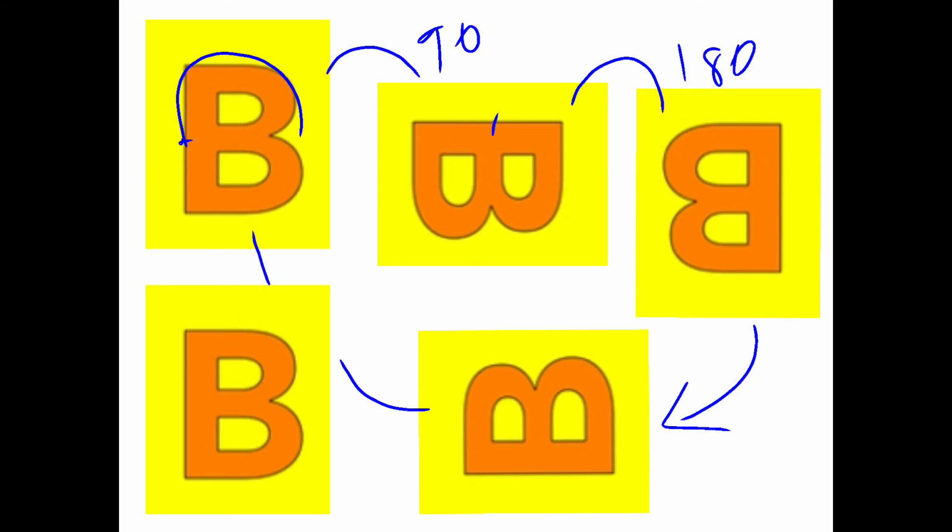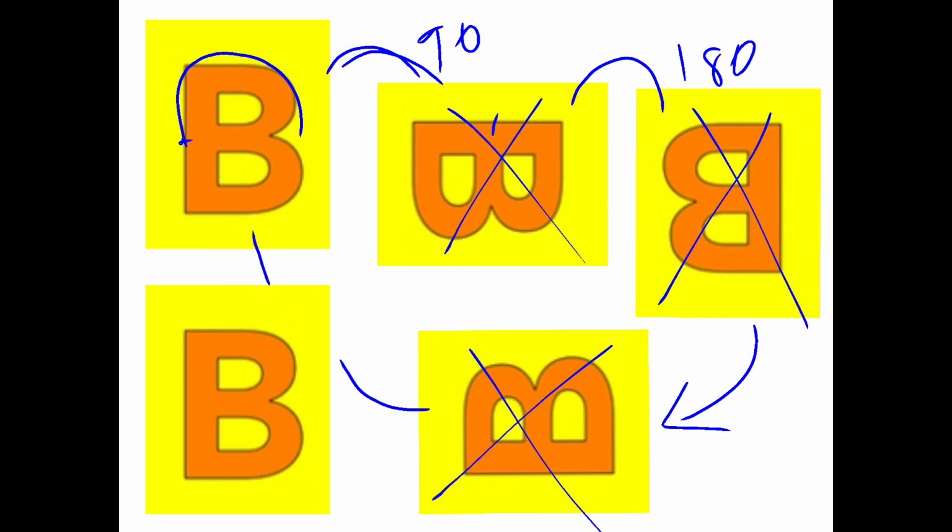So we have only one order of rotational symmetry in this B. Because if we turn it 90, we do not get the original image. If we turn it 180, we don't get the original image. If we turn it 270, we don't get the original image. And if we turn it 360, we get the original image. So this is the order of rotation. We have to turn the image through 90, 180, 270, 360. This is one complete rotation.